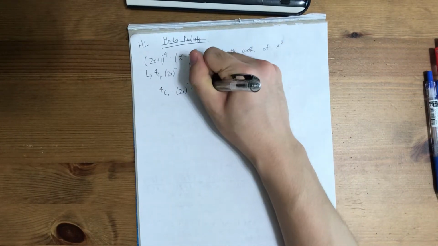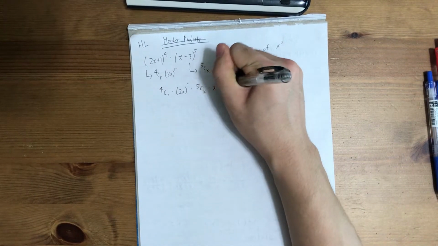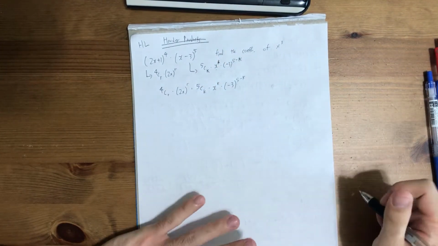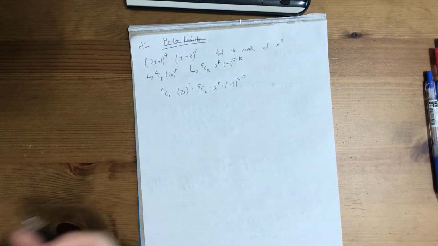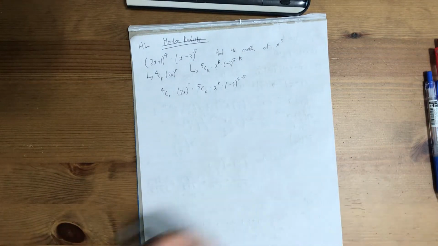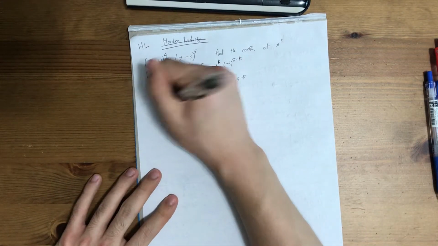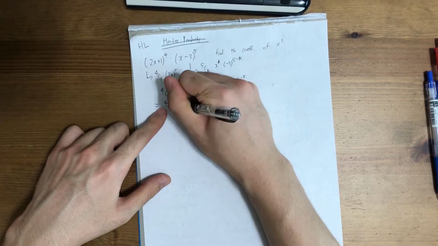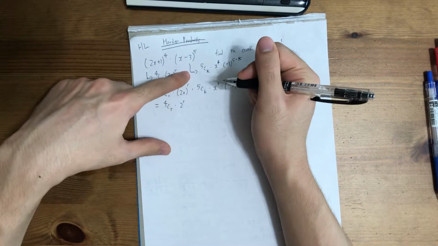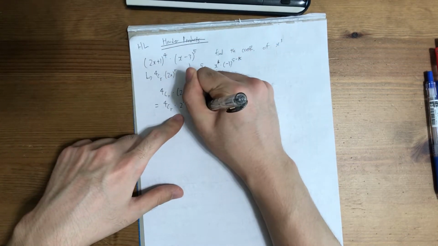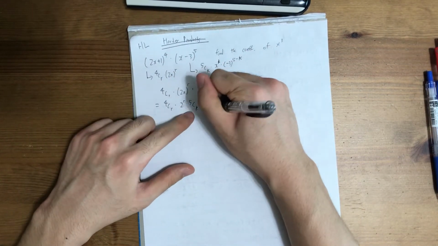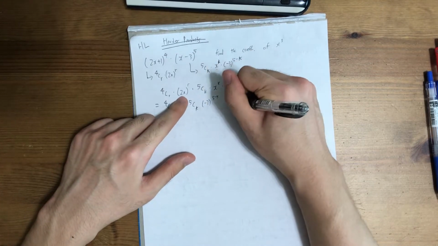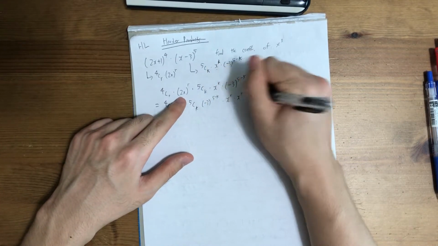So this is what you will have. Then let's group the constants with constants and x with x. For the constants, we will have 4Cr and 2 to the r, right? And we will have 5Ck and negative 3 to the 5 minus k. And for the x terms, we will have x to the r and x to the k.